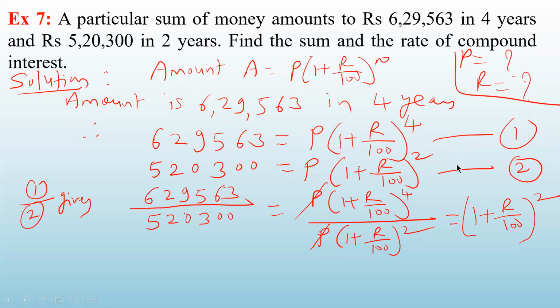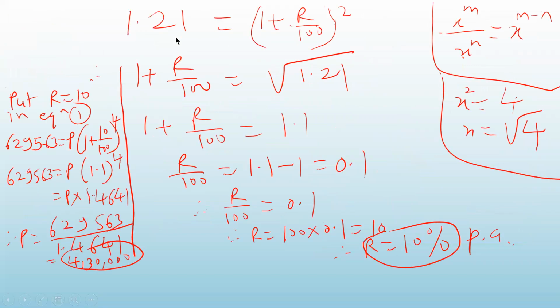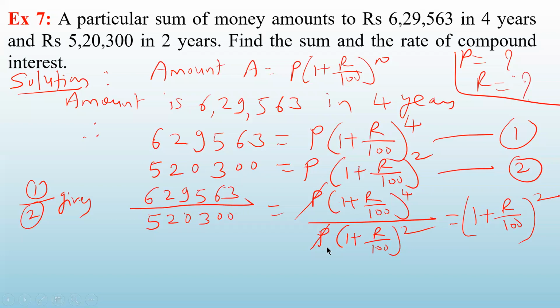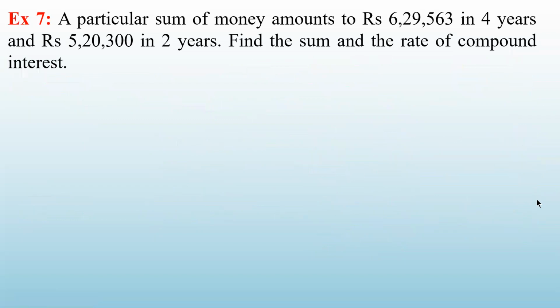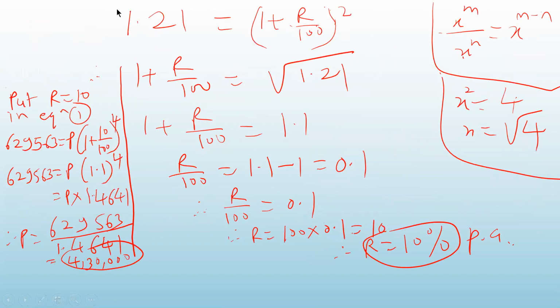So you get here two equations and there are two unknowns. So what do you have to do? Divide the first equation by the second equation. So the left hand side also you have to divide, and the right hand side also. When you divide the left hand side, you get 1.121. And in the right hand side, P and P will get cancelled, and the base is the same here. Powers will be subtracted, so 4 minus 2 will give you 2. Then you have to simplify this. (1 plus R upon 100) squared is this much. So what is 1 plus R upon 100? It will be the square root of this, that is 1.1. Now you simplify this, shift this 1 to the other side. So you get 0.1. So R upon 100 is 0.1.